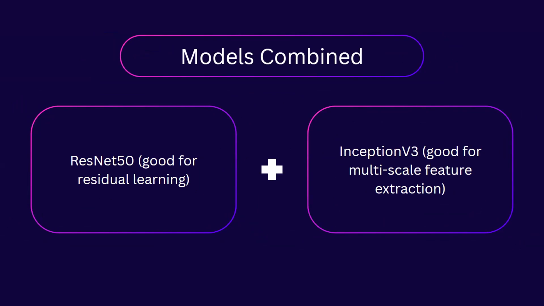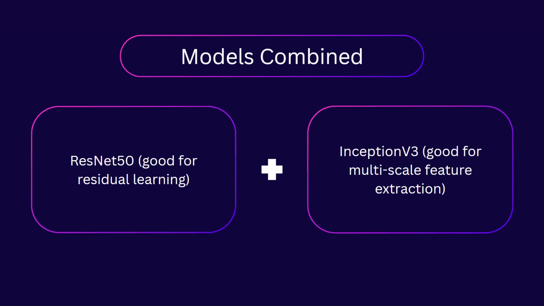After that, we combined the models for the ensemble. Here we have taken 2 models from the comparative analysis. These are ResNet 50, which is good for residual learning. Residual learning, sir, is a process which helps us learn the deeper features of the dataset. The second one is Inception V3, which helps us get multi-scale feature extraction.